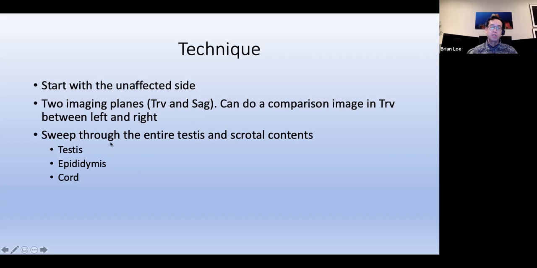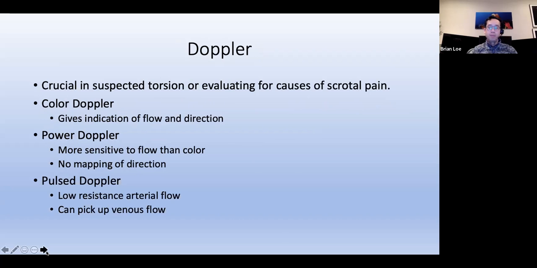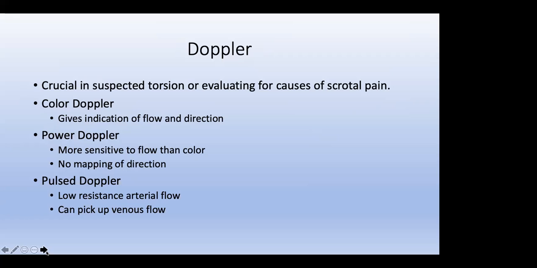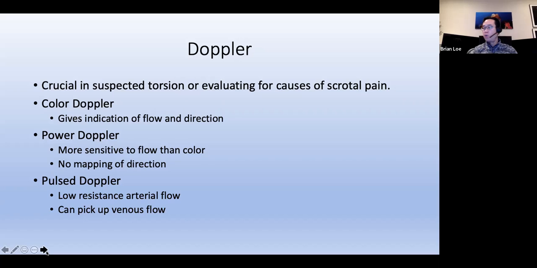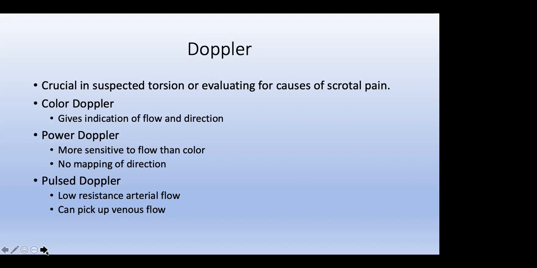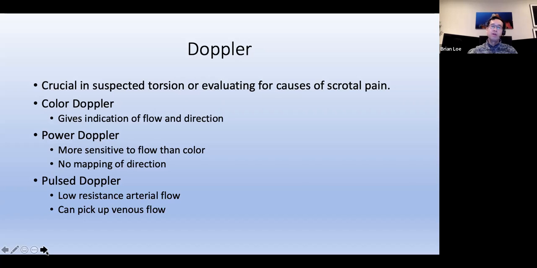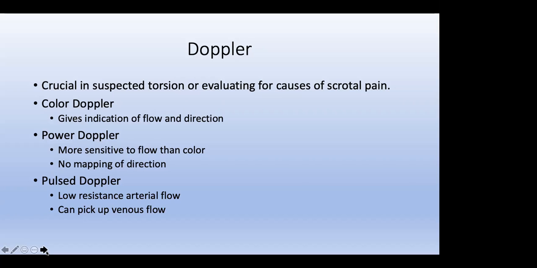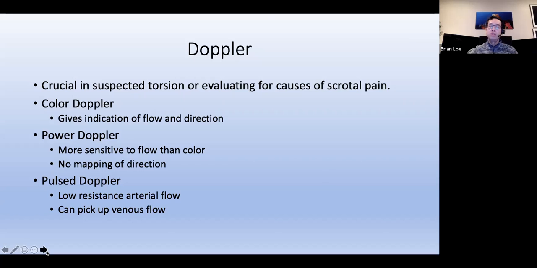You want to do two imaging planes, in the transverse and sagittal. You can also do a comparison image, and then you want to sweep through the entire testis and the scrotal content, so the testis, the epididymis, and the cord itself. We use Doppler quite liberally with testicular ultrasound, especially when we are suspecting torsion or if there is unexplained scrotal pain. For those who haven't done a lot of ultrasound, we basically have three types of ultrasound capability in most of the machines. Depending on which buttons you push, you may have different results.